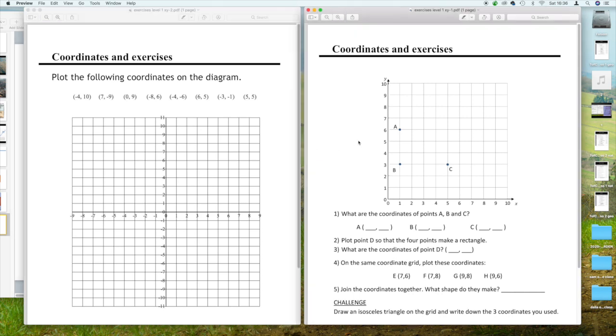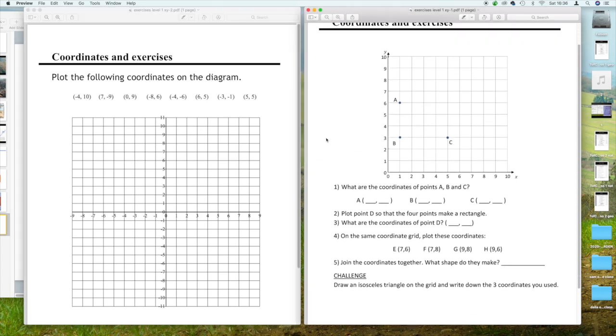The second exercise is different. You don't locate, you don't try to draw a dot anywhere, but you try to find the coordinates. Sometimes you may need to do something else, and we're going to correct all this together.